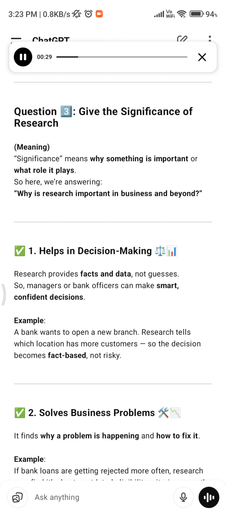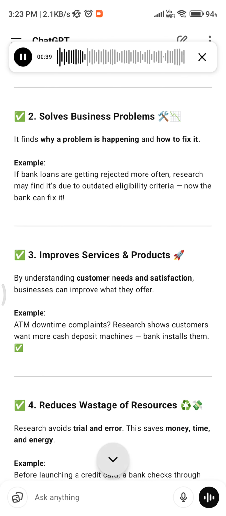Example: a bank wants to open a new branch. Research tells which location has more customers, so the decision becomes fact-based, not risky. 2. Solves business problems. It finds why a problem is happening and how to fix it. Example: if bank loans are getting rejected more often, research may find it's due to outdated eligibility criteria. Now the bank can fix it.